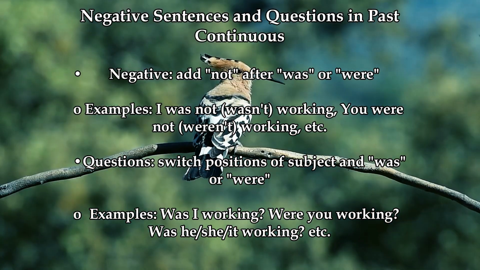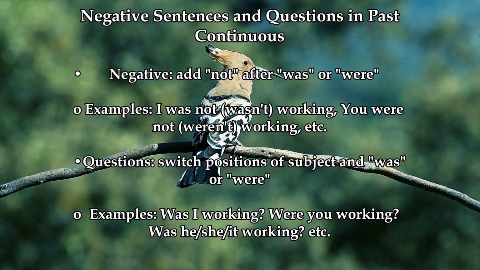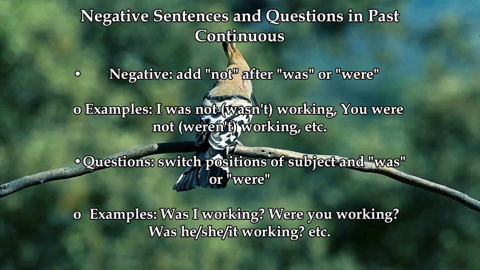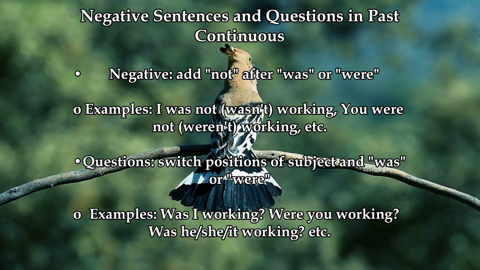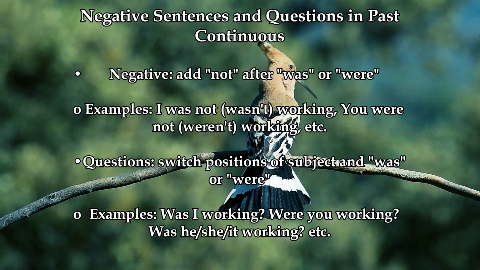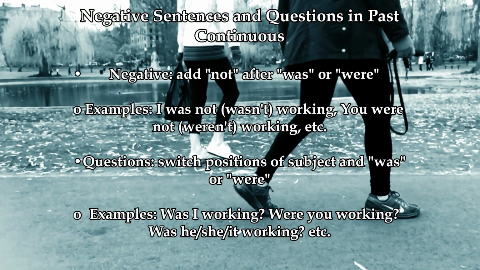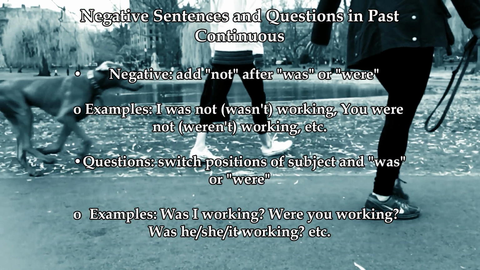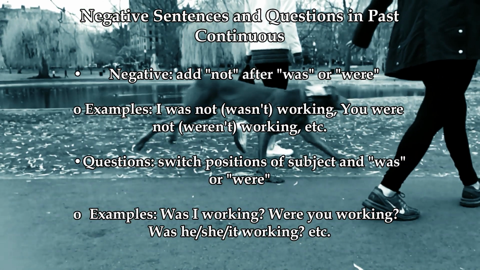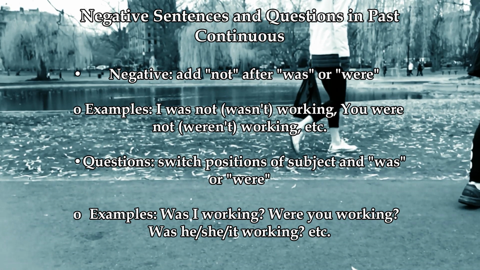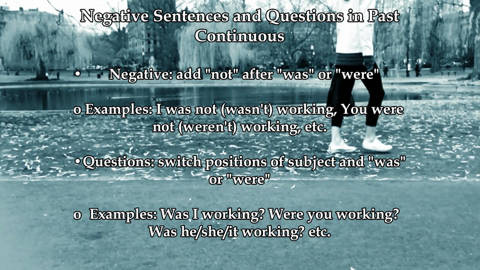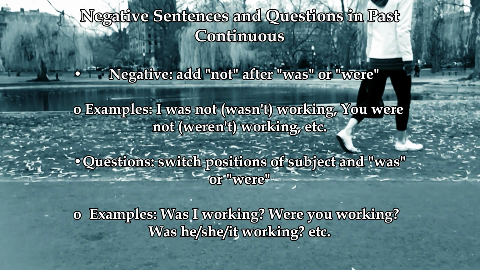For negative sentences in the past continuous, you add not after was or were. I was not, wasn't working. You were not, weren't working. He, she, it was not, wasn't working. We were not, weren't working. They were not, weren't working.